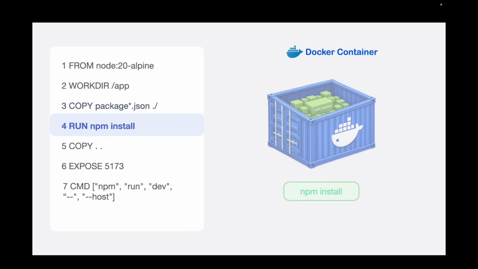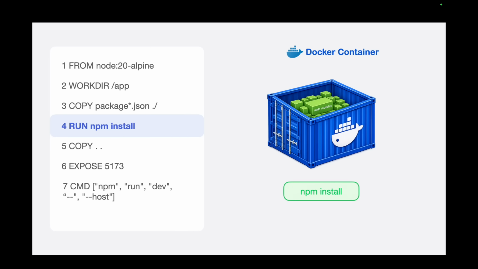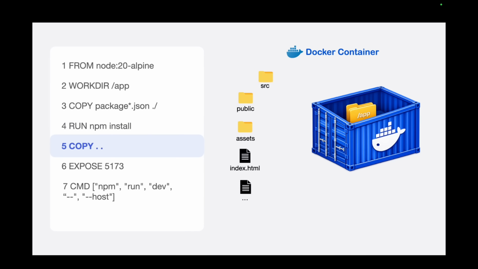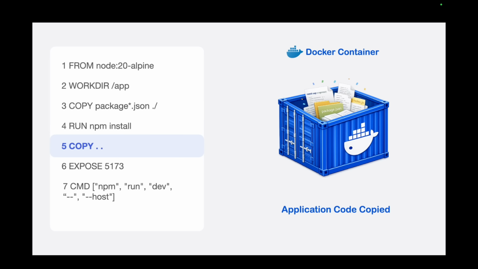The next instruction that we have is RUN npm install. It's a simple instruction that will install all the dependencies that are listed in package.json. Cool. Now the next step is COPY . . What we are doing over here is copying the entire project into the container. The first dot means the current local directory. The second dot means the destination, that is the current container directory, /app. So now our application code is copied.